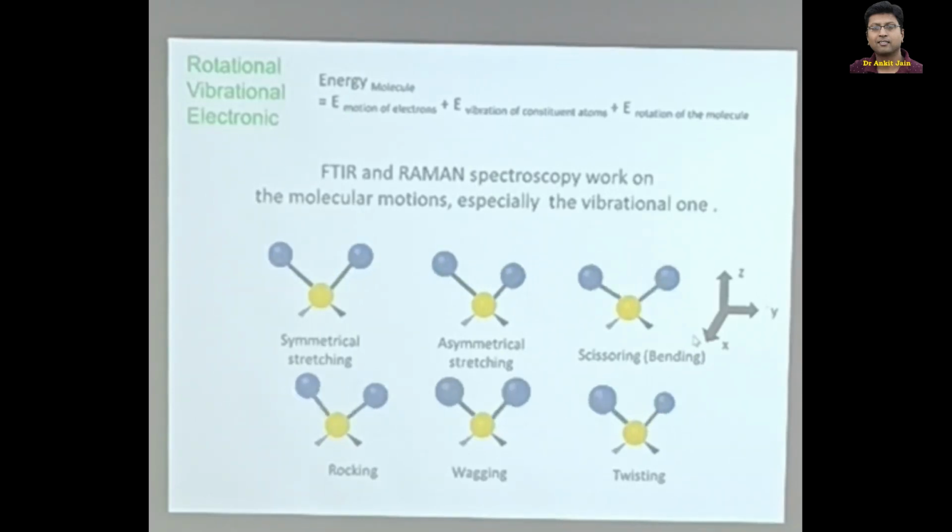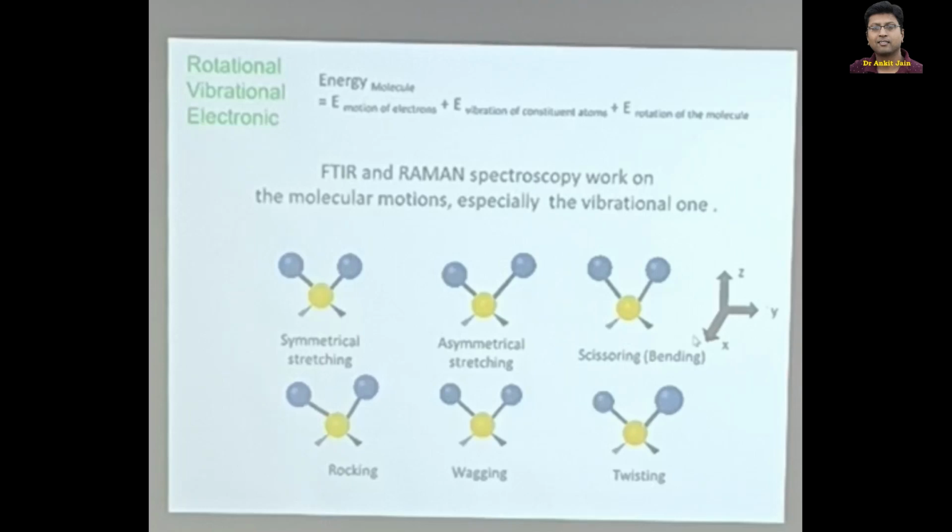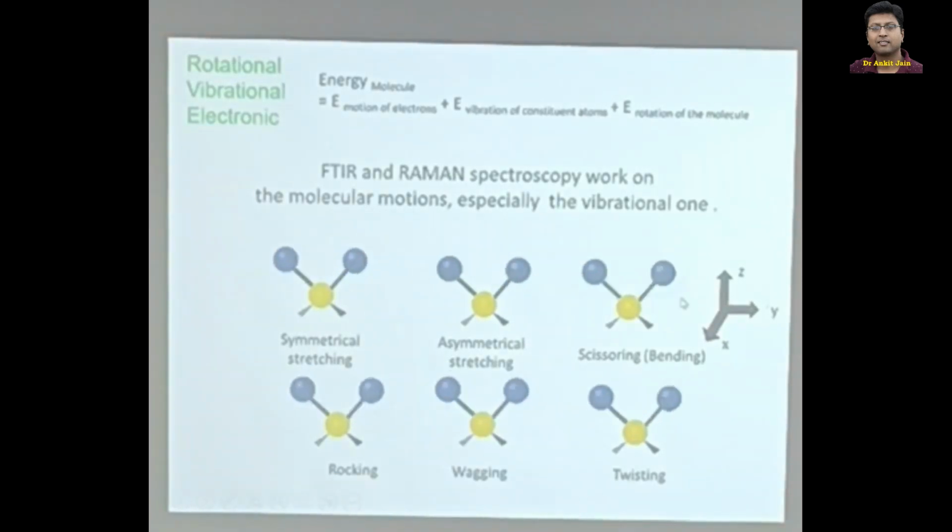So when we talk about FTIR and Raman spectroscopies, they actually work on the molecular motions, especially the vibrational ones. So here you can see the different stretching modes of a molecule. This is a symmetrical stretching mode, both are going out. Here this is an asymmetrical stretching, there is a phase difference between these two bonds. Then this is a scissoring or a bending mode, when they are going outward and coming inward. In rocking mode, they are in phase and they are moving.